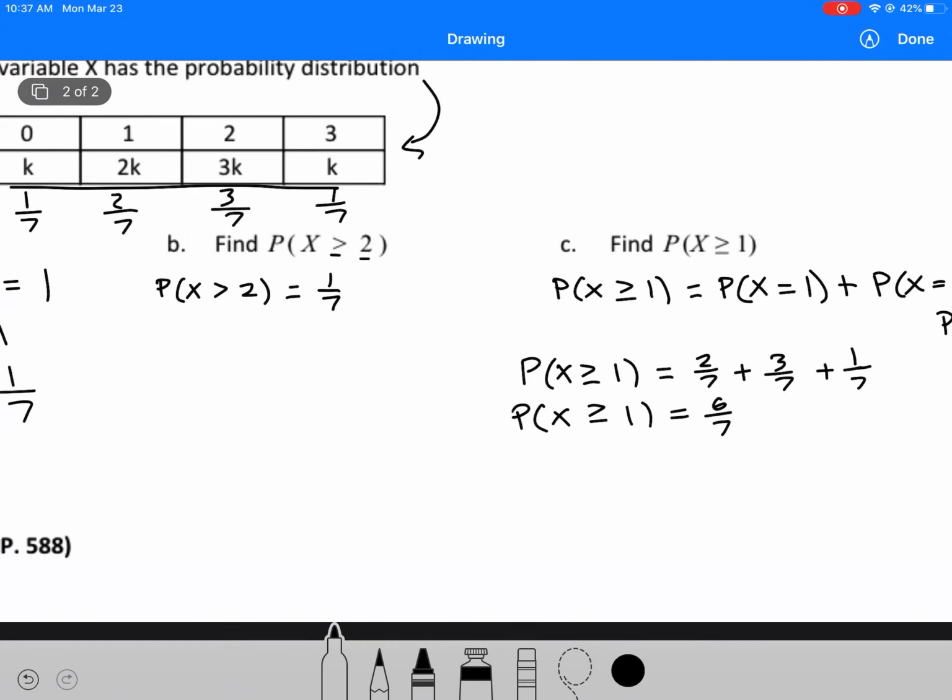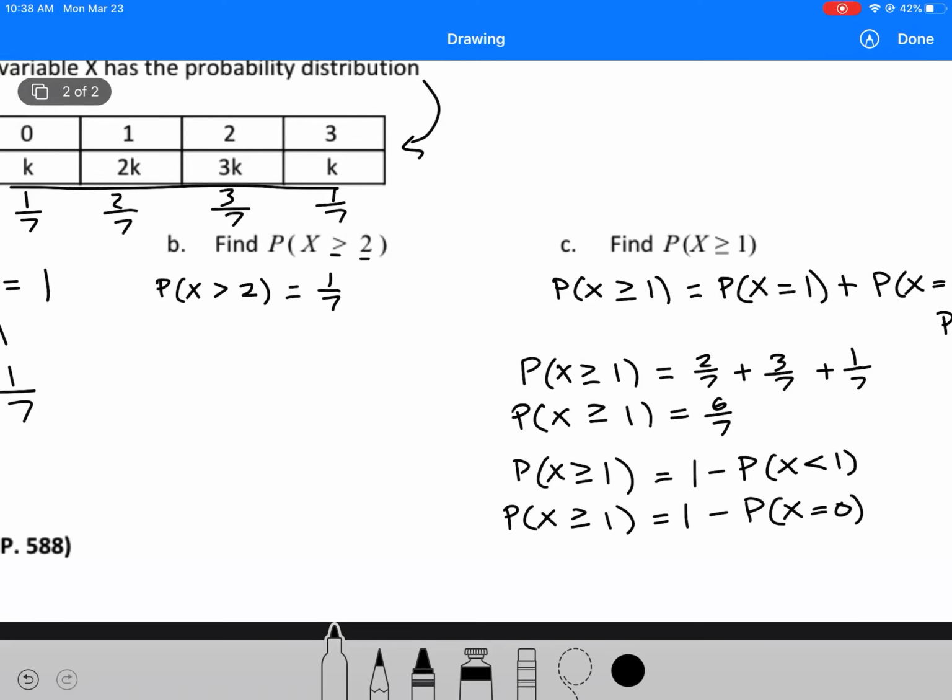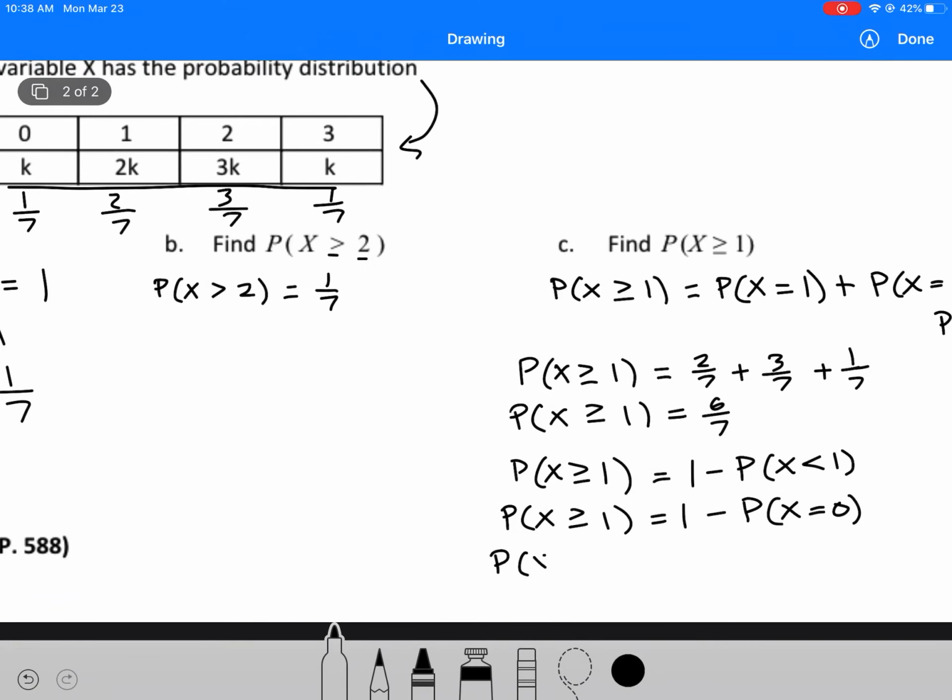Now, a lot of you have probably seen the easier way already. We can look at it as the converse and say that the probability that X is greater than or equal to 1 is equal to 1 minus the probability that X is less than 1, which for our distribution would be 1 minus the probability that X is equal to 0, which is going to end up giving us the same answer. Either way is fine. They both give you the answer of 6/7.